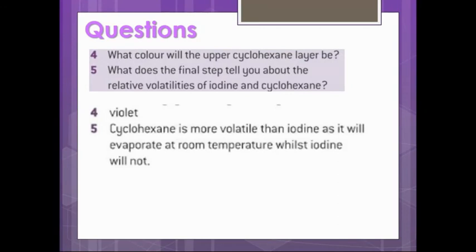Okay, so there are the answers as well. So cyclohexane is more volatile than iodine, as it will evaporate at room temperature, whilst iodine will not. Okay, so that, I do believe, is it. Job done. Yay, more chemistry done.